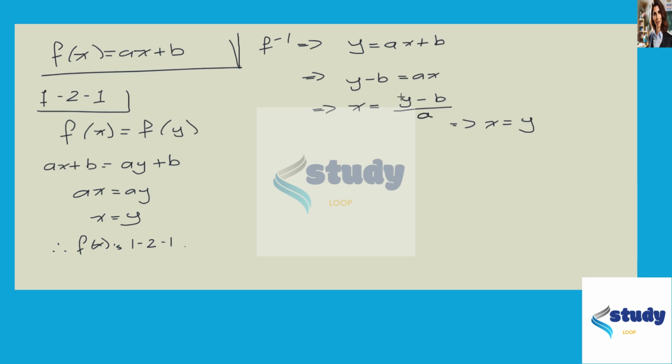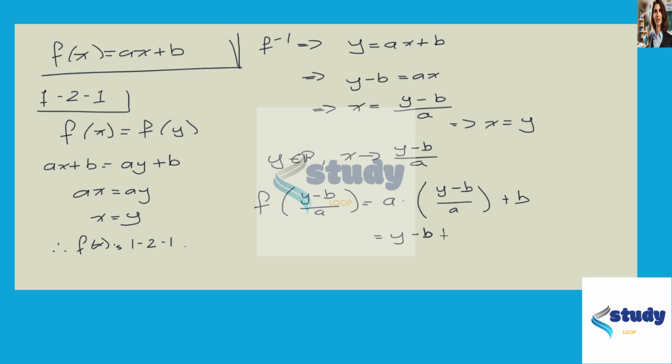So how does this prove that this is an onto function? What you'll do is, in your original question, you let the new variable y be some real number, and instead of putting x, you put in y minus b over a. So if you put that in f, that is a times y minus b over a, plus b. The two a's cancel out, so that's y minus b plus b. The two b's cancel out, that gives you y.